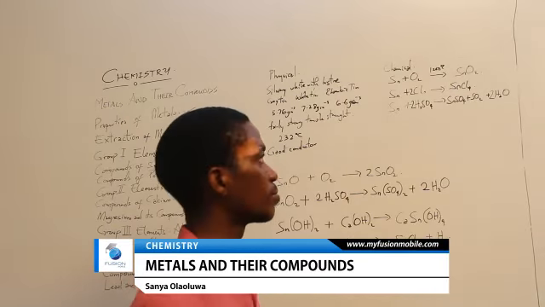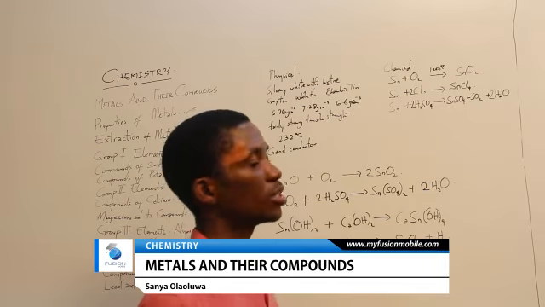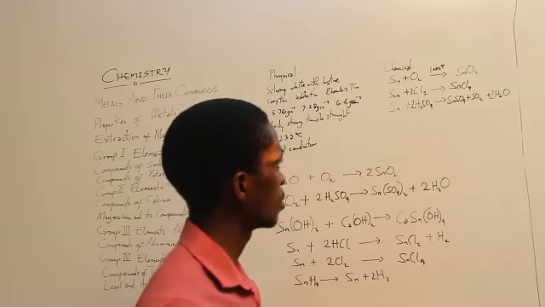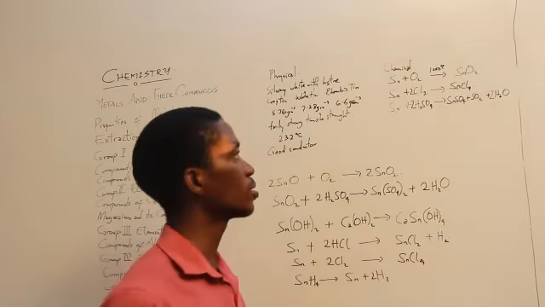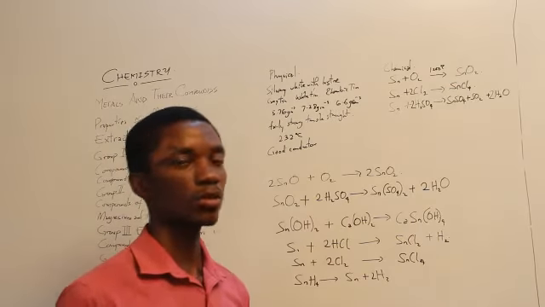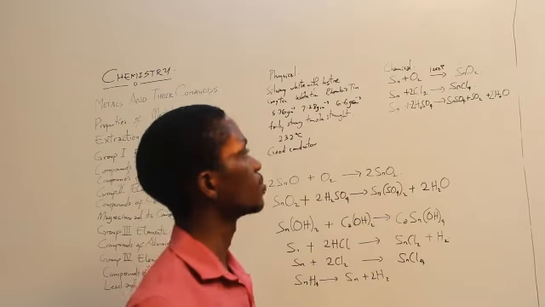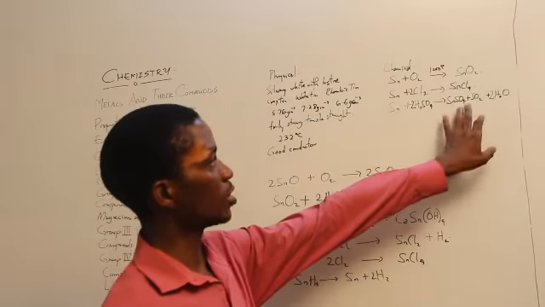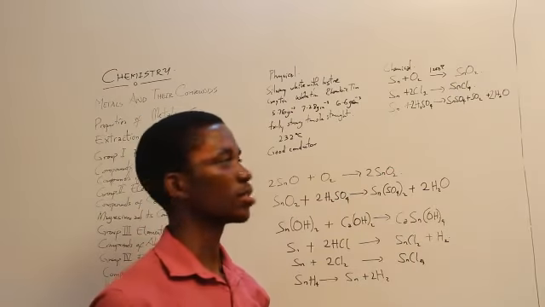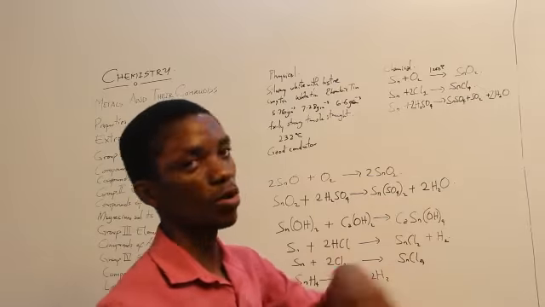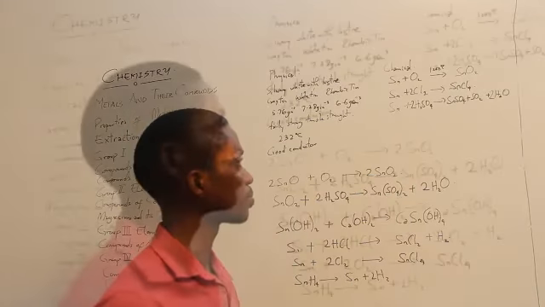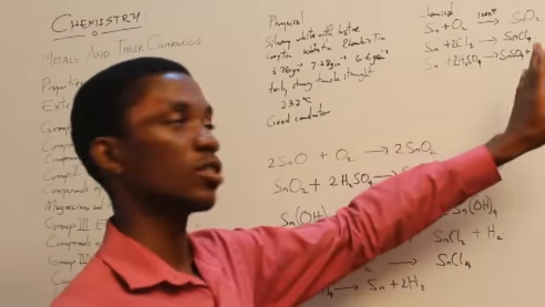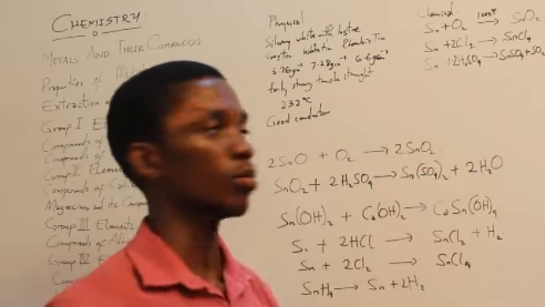Tin 4 oxide. It reacts also with chlorine as well as other non-metals to produce a kind of salt of itself. It also reacts with hydrochloric acid to produce a salt, liberates sulfur 4 oxide and water. It also reacts with tetraoxosulfate 6 acid to produce the salt, liberates sulfur 4 oxide and steam.